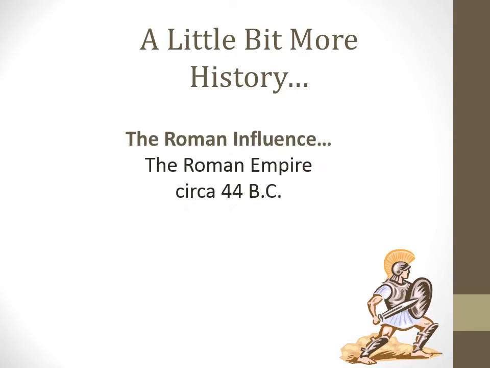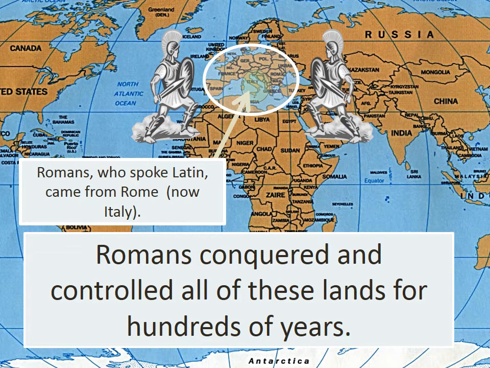The Roman influence came from the Roman Empire around, or circa, 44 BC and lasted until around 1453 AD. Romans who spoke Latin came from Rome, which is now known as Italy. Romans conquered and controlled all of the lands for hundreds of years that you see circled on the map here.